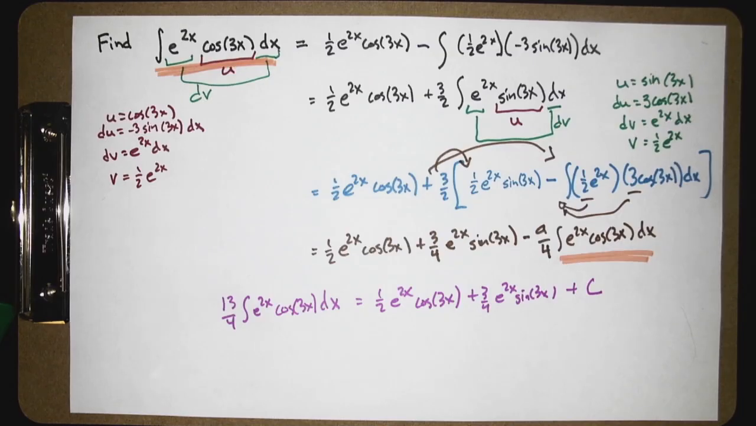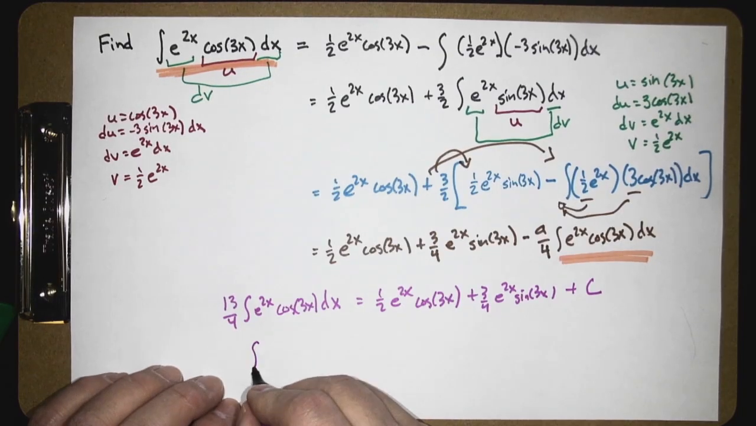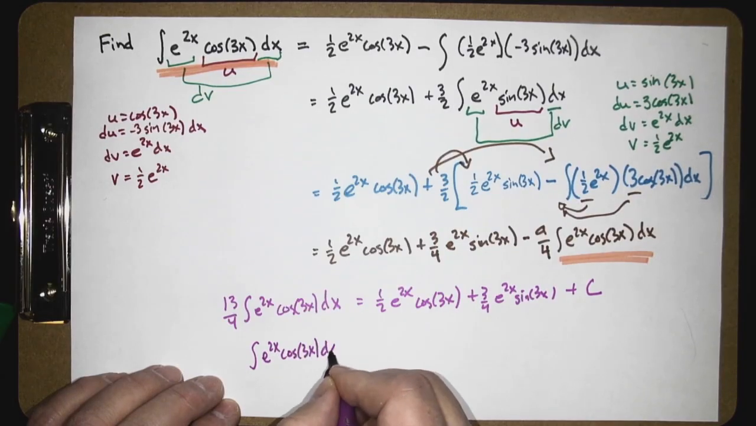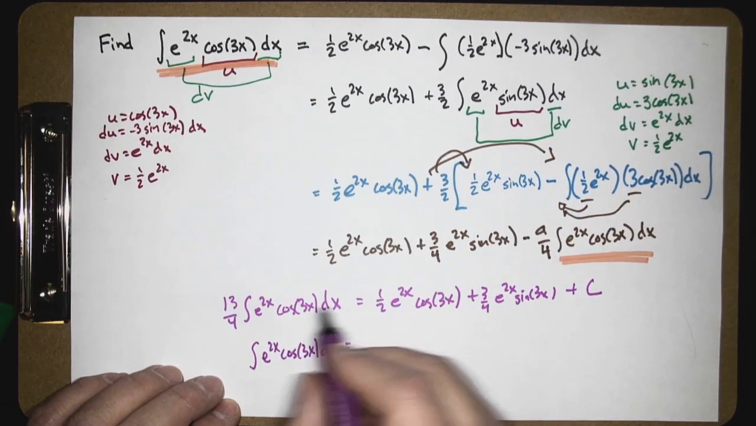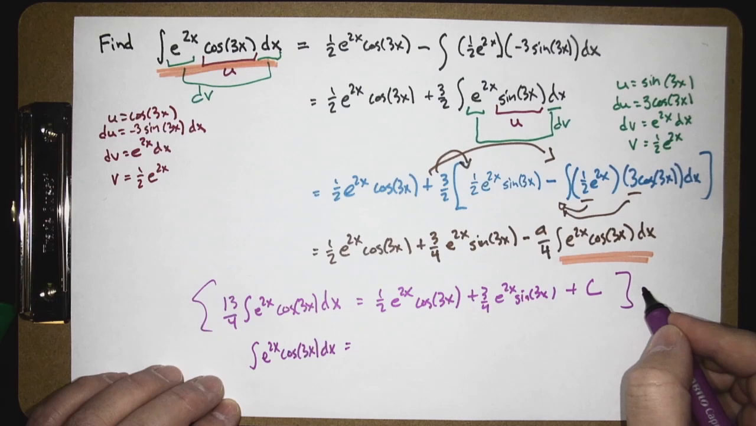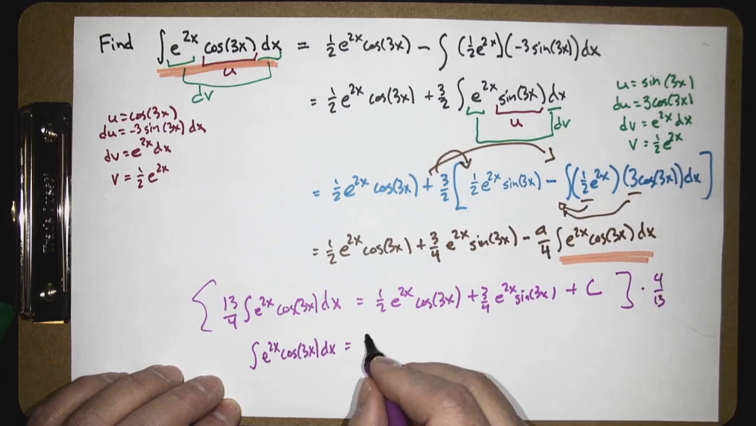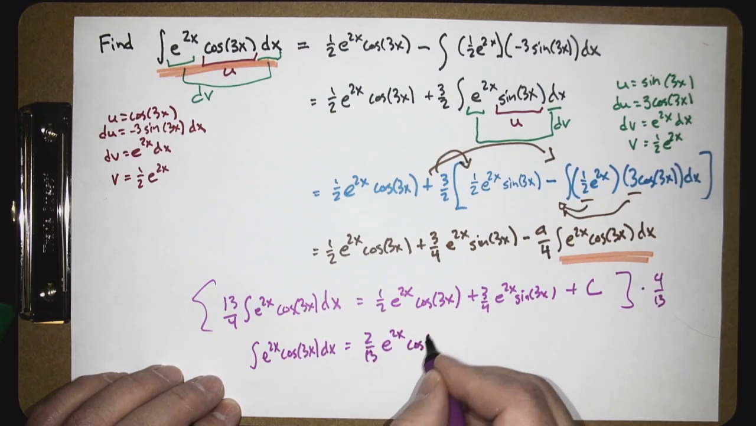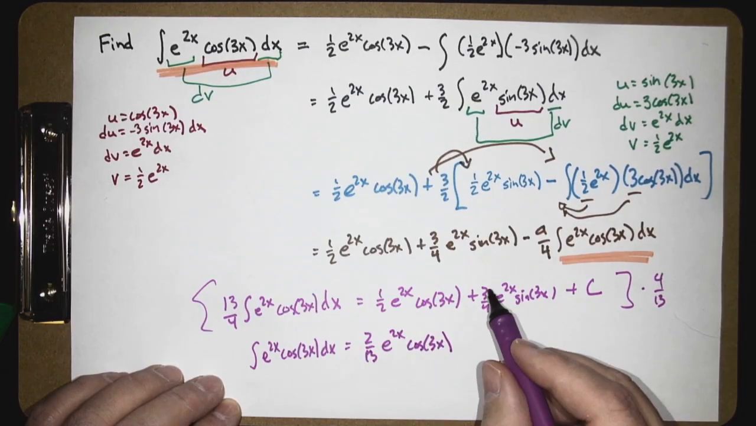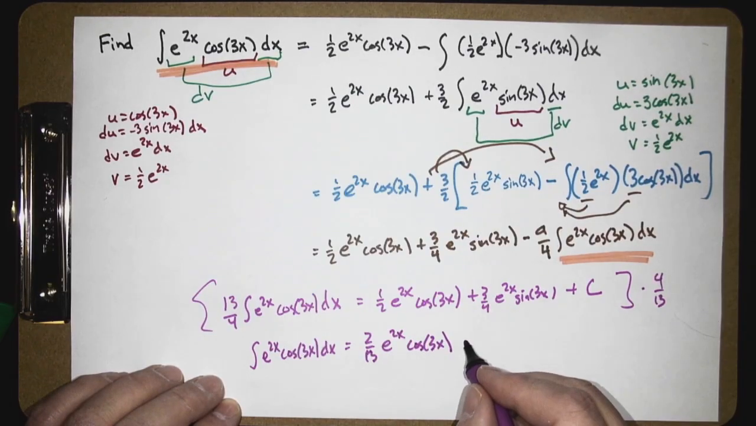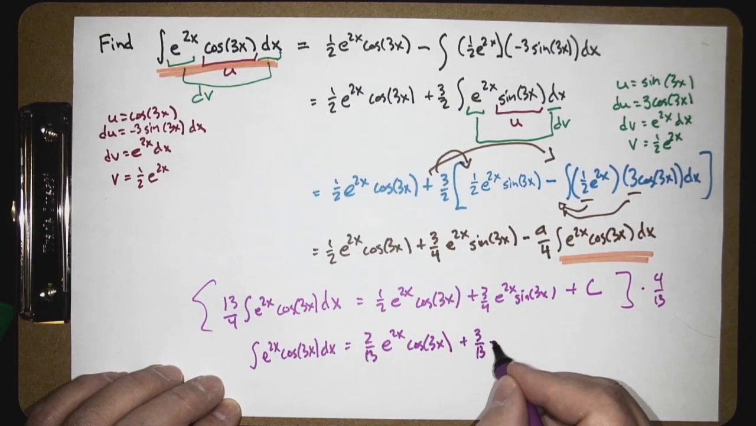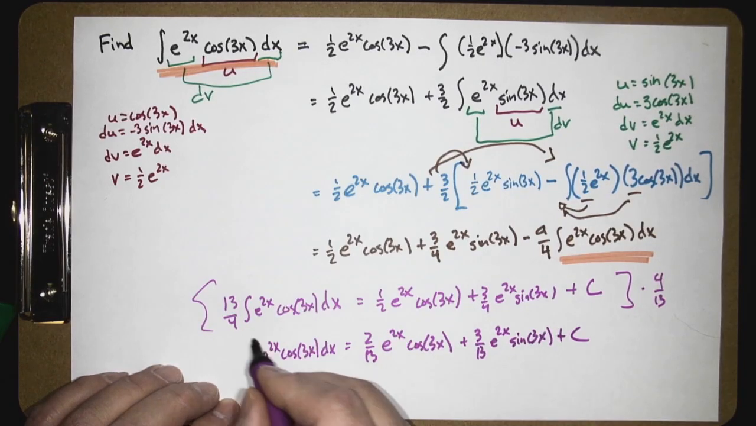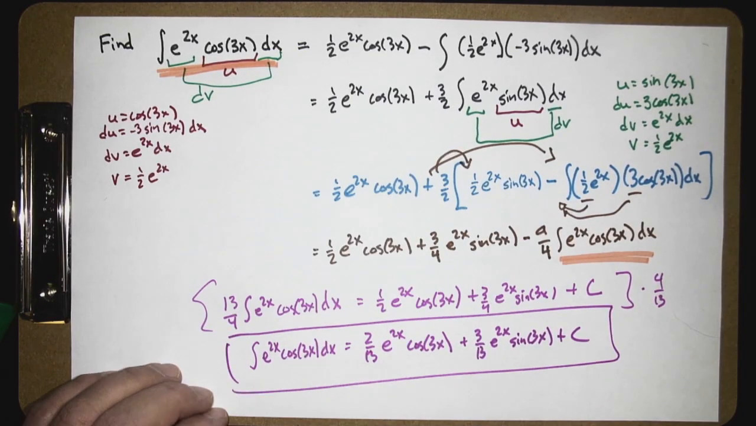So multiply both sides through by 4 over 13, and we get the integral of e to the 2x cosine 3x dx. Well, so 1/2 times 4 over 13 gives you 2 over 13 e to the 2x cosine 3x. And then 3 over 4 times 4 over 13 gives you a 3 over 13 e to the 2x sine 3x, and then a plus c. And that is our answer.